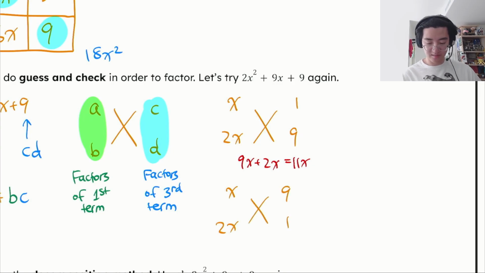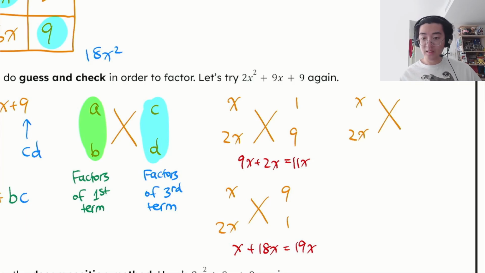How about 9 and 1? Okay, we got x and then 18x. Right, got x here. 2x times 9 is 18x. Still not it, because that adds up to 19. And then we keep trying. x, 2x. Okay, how about 3 and 3?